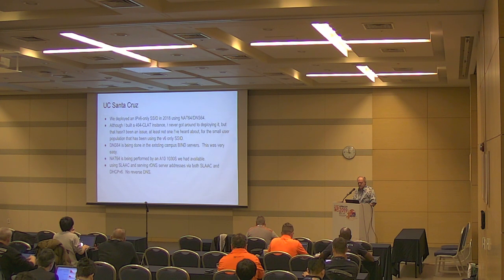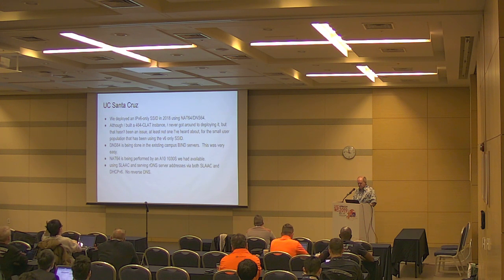UC Santa Cruz, University of California at Santa Cruz, has deployed IPv6 only in 2018 using NAT64 and DNS64. They originally built a bump-in-the-wire CLAT device, which I probably should explain later, but I never got around to deploying it since it doesn't seem to have been an issue. I got to say, I was sitting in my hotel room two nights ago with just NAT64 and DNS64, and I worked for hours and I didn't run across any problems.